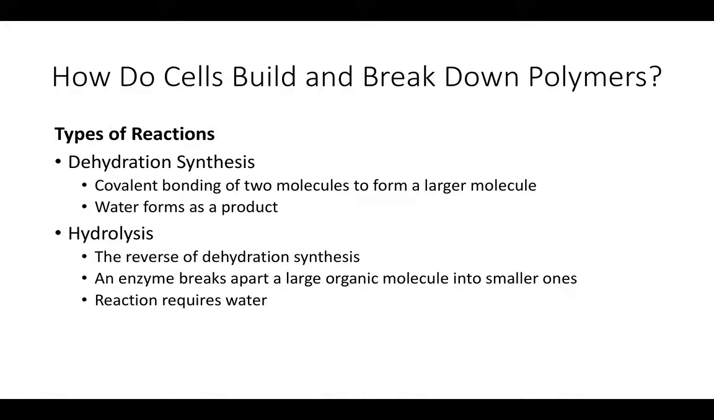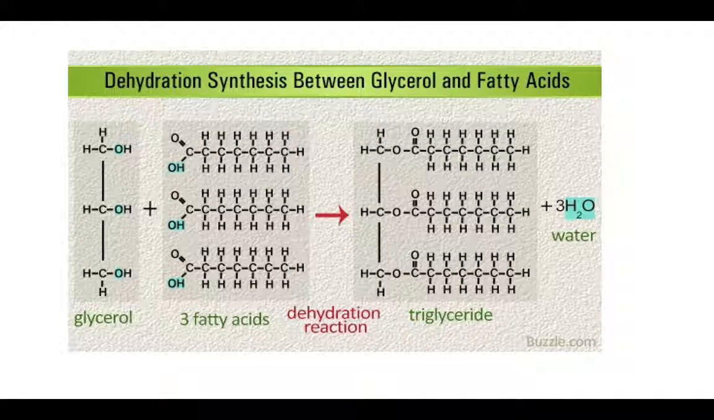Dehydration synthesis is covalent bonding of two molecules to form a larger molecule. Basically, you have two things coming together during dehydration synthesis and water forming as a byproduct. Hydrolysis is how the big stuff breaks into smaller stuff. It is the reverse of dehydration synthesis. An enzyme basically breaks apart a large organic molecule into smaller ones. This reaction requires water.